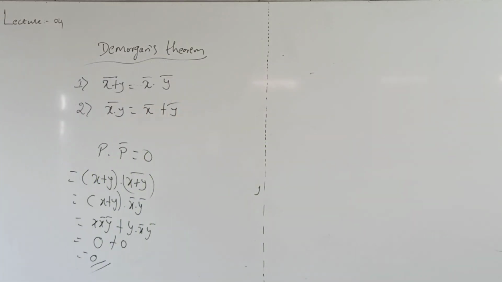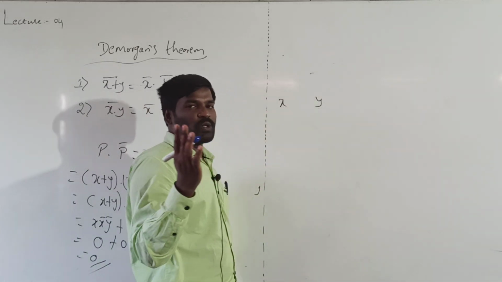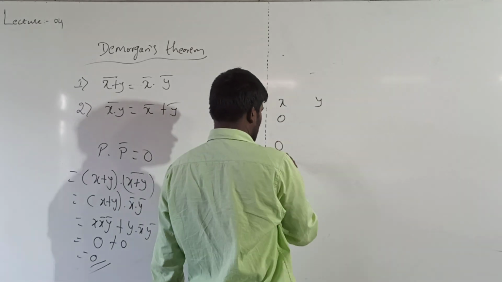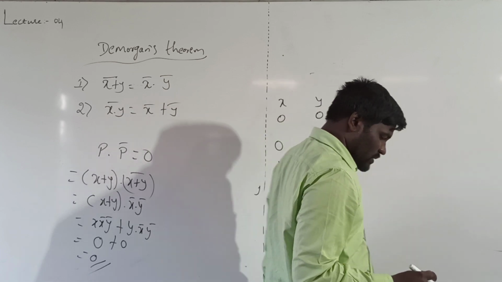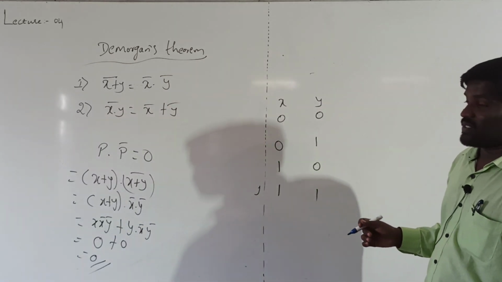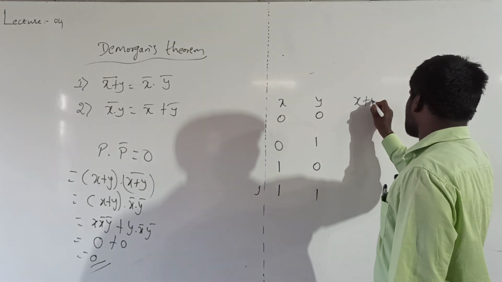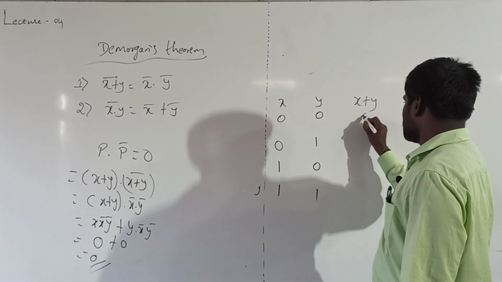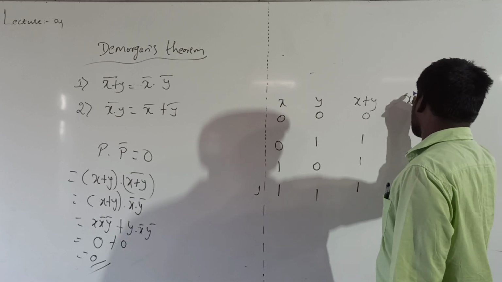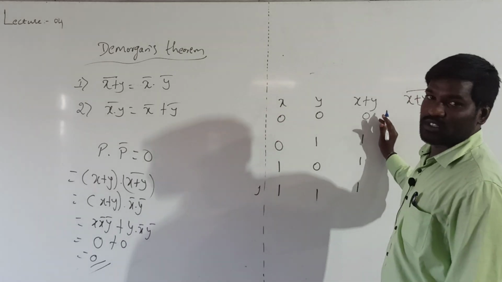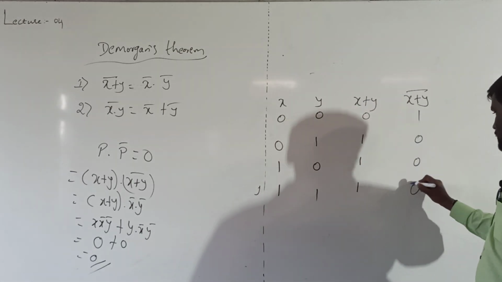So here, truth table means, there are two variables, x and y. It means 4 possible values, that is 0, 0, 1, 1. In the same way 0, 1, 0, 1. So next, x plus y whole bar and x bar plus y bar are there. Okay, it means first we can solve x plus y. 0 plus 0 is 0, 0 plus 1 is 1, 1 plus 0 is 1, 1 plus 1 is 1 only. Next complement, whole bar, the opposite of x plus y: 1, 0, 0, 0.